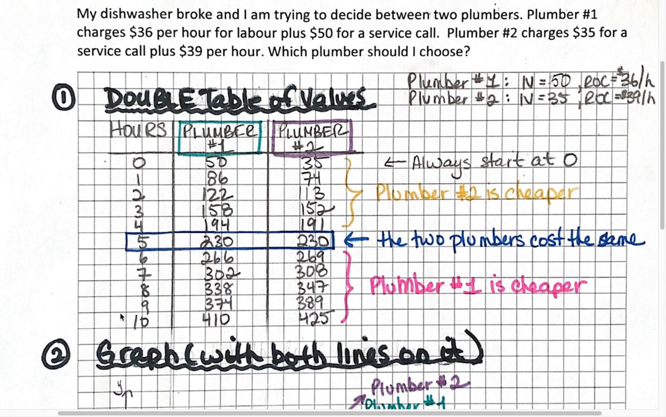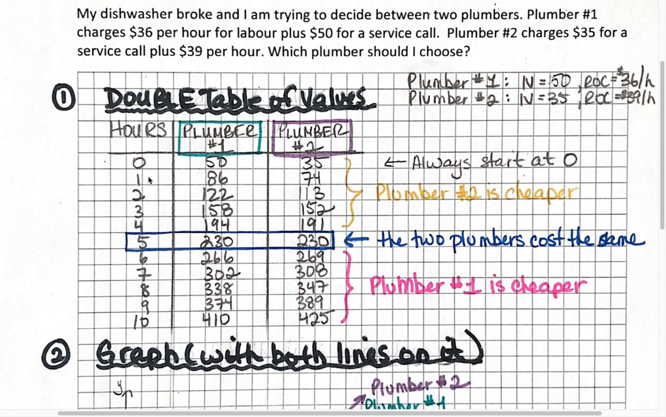So I put that first as my independent variable, and then I'm going to look at how the cost of plumber one depends on the hours, and the cost of plumber two depends on the hours right beside it. I'm going to put them all together so that I can compare as I go. For plumber one at time zero, so just for the service call, plumber one is going to charge $50 and plumber two is going to charge $35.